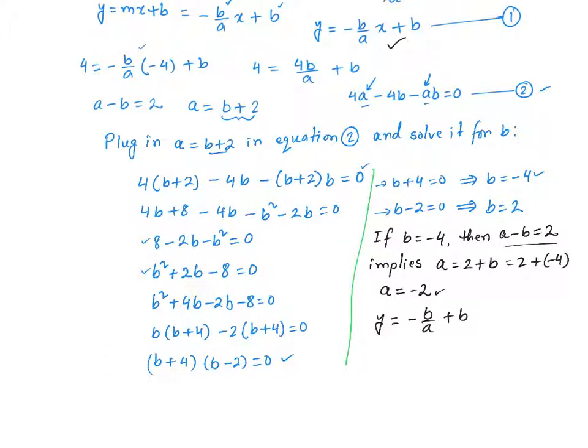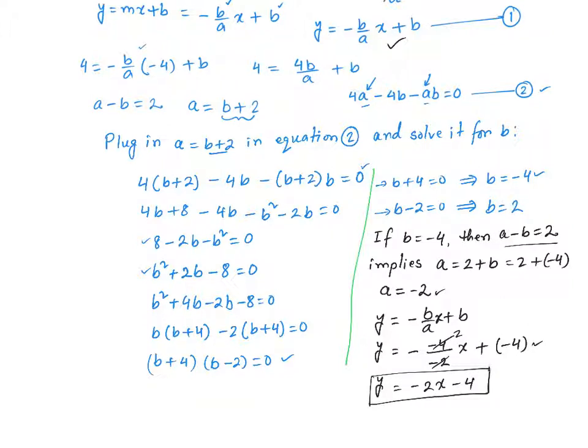Now what it is going to be, oh, there is an x here. So y is equal to b, which is -4, divided by -2, x plus b, which is -4. So that's what it is going to be. So y is equal to -2x minus 4. So -2 goes into -4 twice. That's where I get -2x from, and -4 is right here. So this is one of the equations.